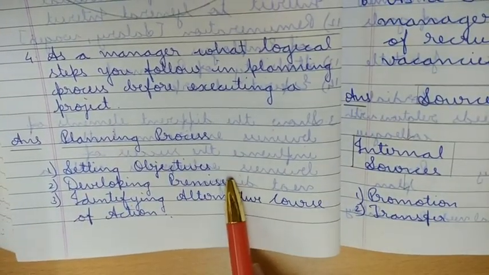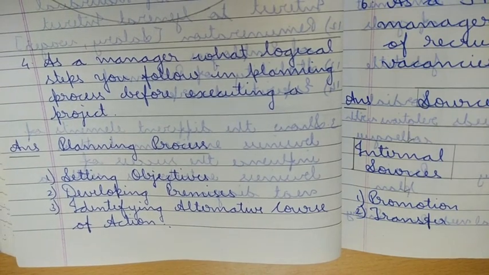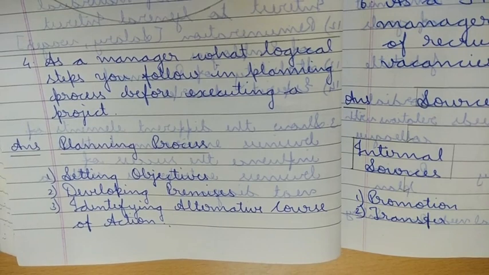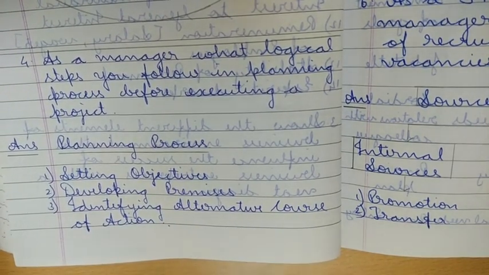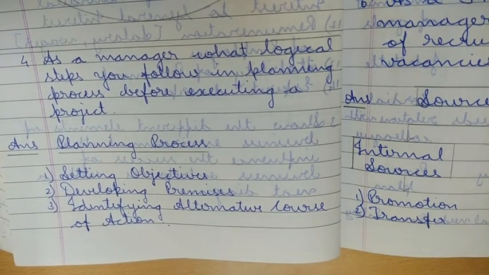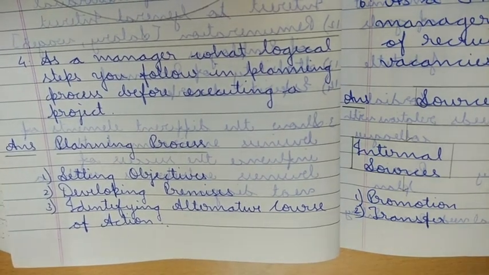For this, in short, if I say the meaning, selecting an objective. So if you are planning to start a company for clothes, we are setting an objective. Yes, we will be working in this material, these clothes. Next, developing premises. So what are the steps to be taken, from where we have to take the clothes, where it will be manufactured, then the workers, everything.